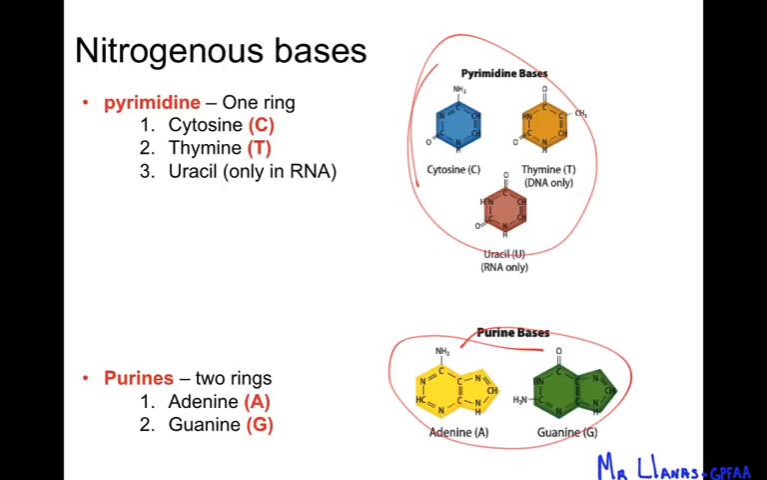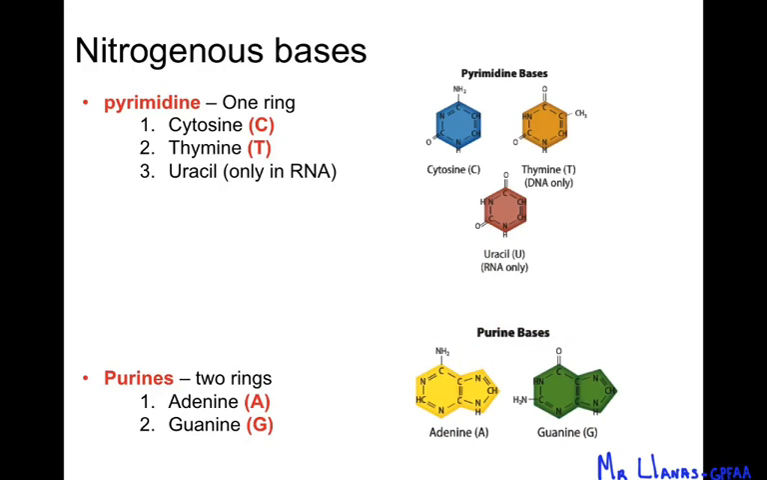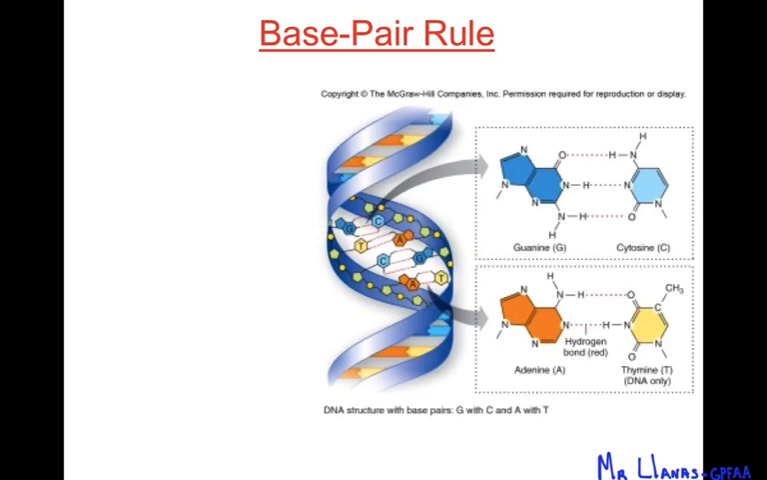Now you see one that I didn't mention earlier, the uracil, or U. That one's only in RNA, and in the video on protein synthesis, we'll talk more about the uracil nitrogen base. Okay. All right. Now, base pairing rules.